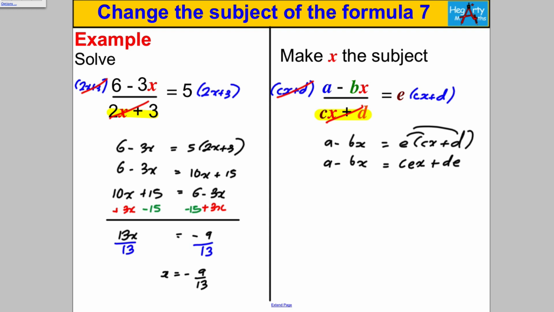de. Now what I'm going to do is rewrite this because I've got negative bx there, so I'm just going to rewrite it the other way around, so I have cex add de is equal to a subtract bx, if you don't mind, just so the positive amount of x's is on the left hand side. Then I'm going to add bx to both sides, so I combine the amount of x's, and I'm going to subtract de from both sides, so I remove that from there.